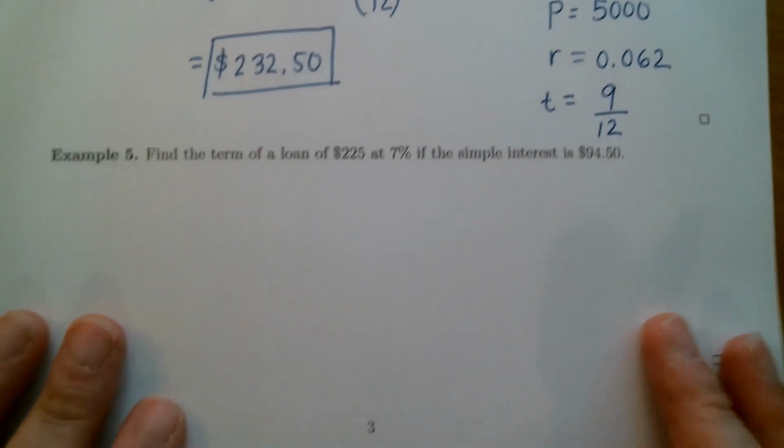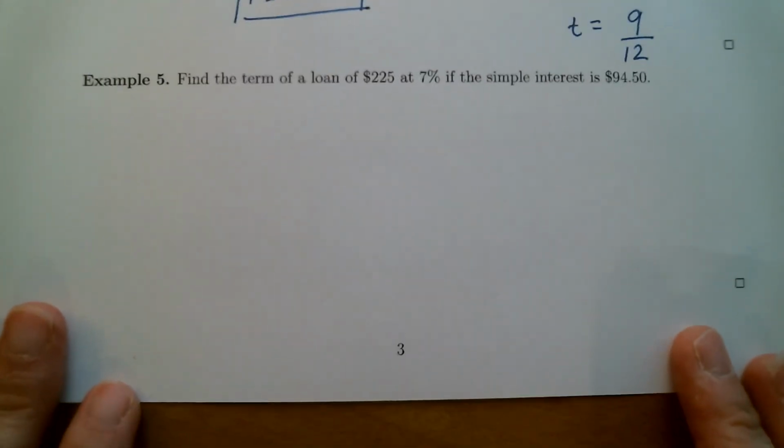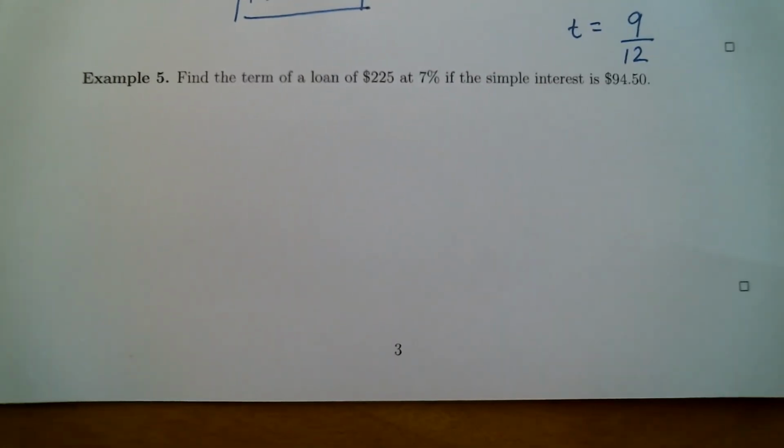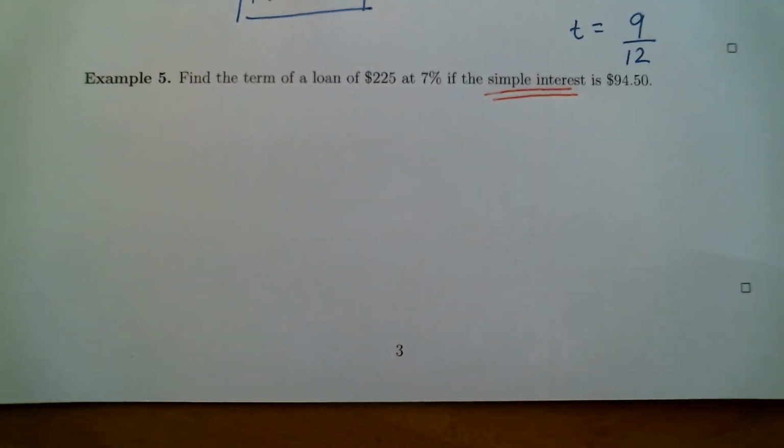All right, in example 5, again, you're told to use I equals PRT. Find the term of a loan of $225 at 7% if the simple interest is $94.50. This problem, point blank, tells you simple interest, so you know this is going to be a simple interest problem. So again, you would have to decide between I equals PRT and A equals P times 1 plus RT. When you look at this one, you've first got to figure out what you are solving for and what you are given, and then you can make that decision.